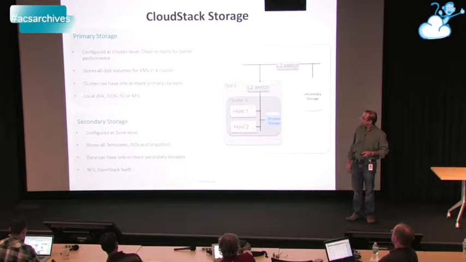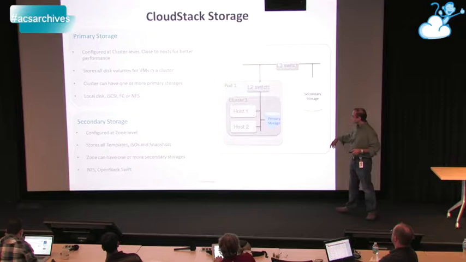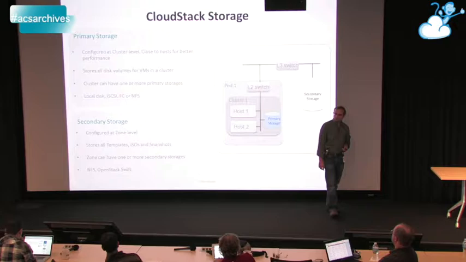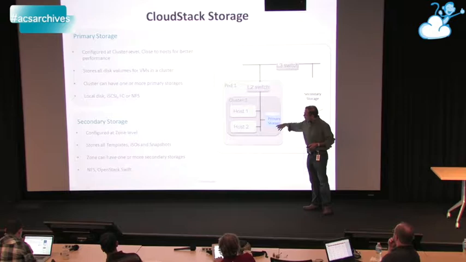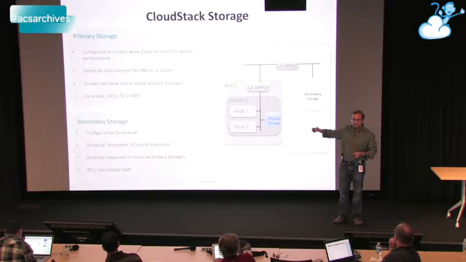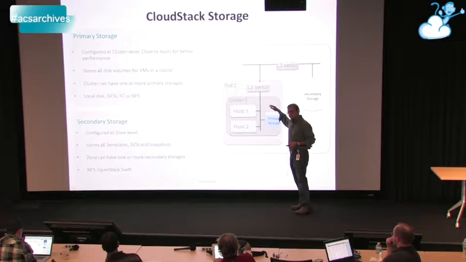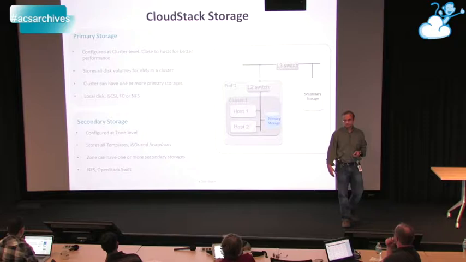Depending on the hypervisor, there are various technologies supported. Typically all hypervisors support iSCSI, Fibre Channel, and NAS. You don't have to limit it to one; you can have multiple volumes, multiple primary storages. You can also tag these. Let's say you have three primary storages: one of them is SSDs, one of them is 10K drives, and one of them is regular 7200 RPM drives. Then you can tier the storage.